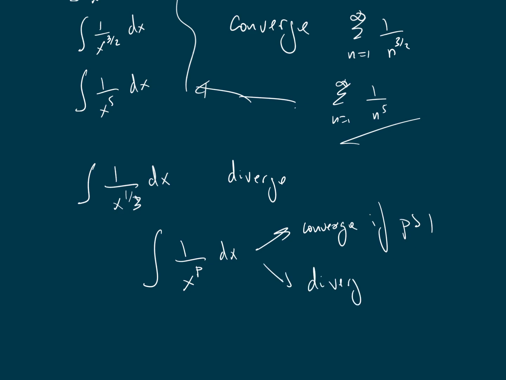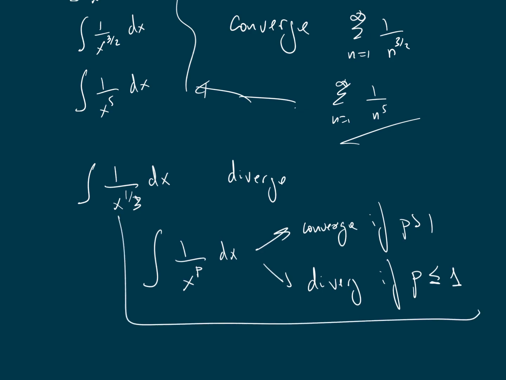Diverge if p is smaller or equal than 1. So this is the conclusion for the p series. So let's go to the next problem.